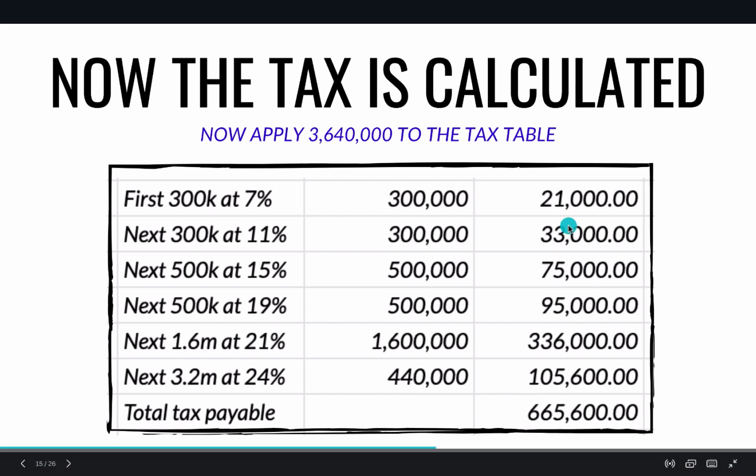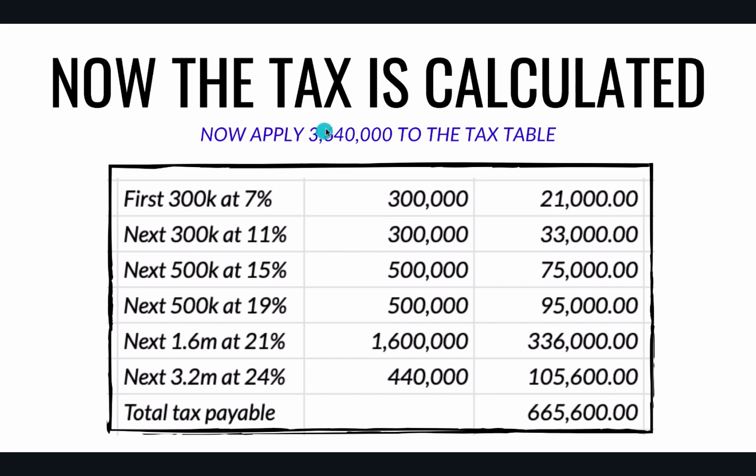Now that we have gotten Adobe's taxable income as 3,640,000, we will go ahead to calculate the tax. In Nigeria, the formula to calculate personal tax is not a single percentage. It is a graduated scale table, and this is the table. The first 300,000 at 7%, the next 300,000 at 11%, the next 500,000 at 15%, the next 500,000 at 19%. This is the formula. It is a graduated table, right? And that's how we are going to calculate Adobe's tax.